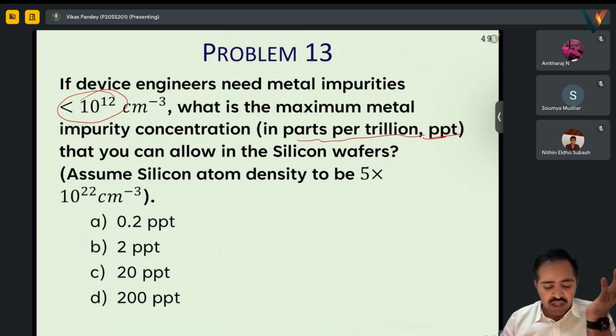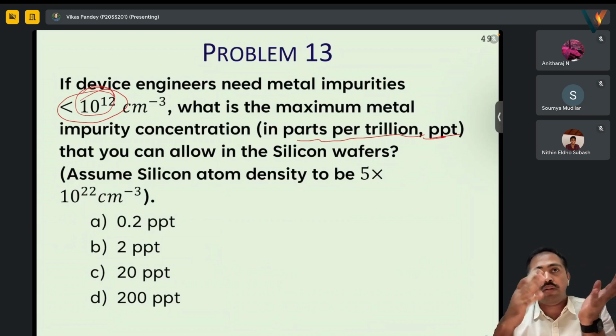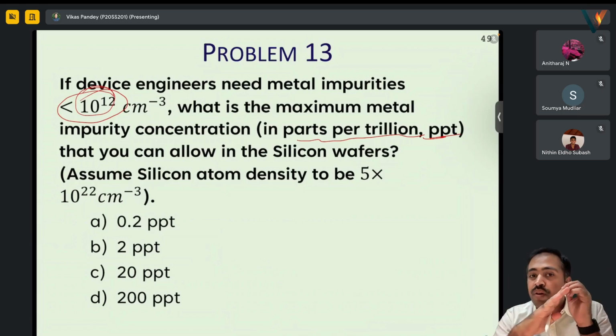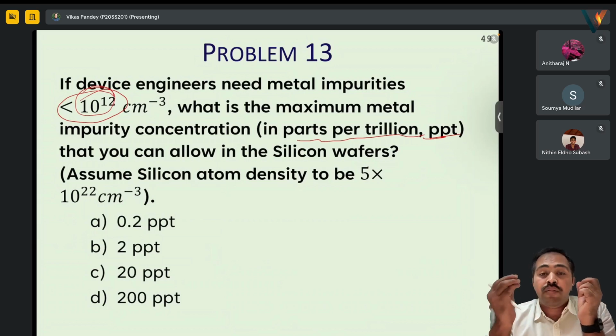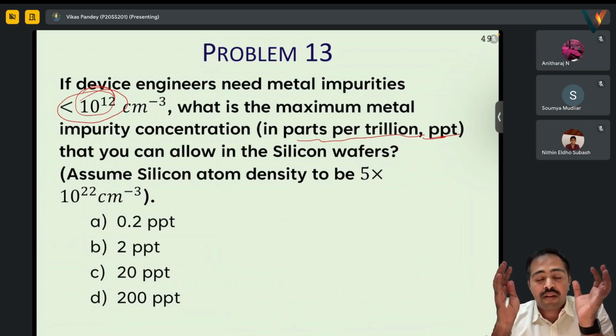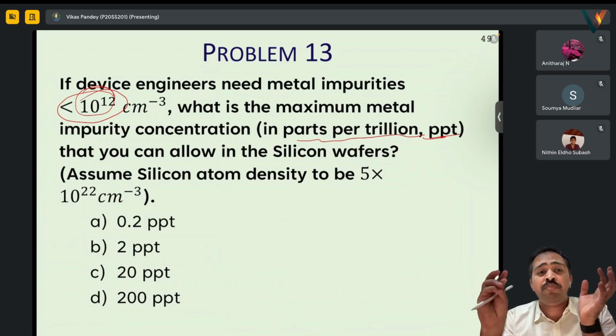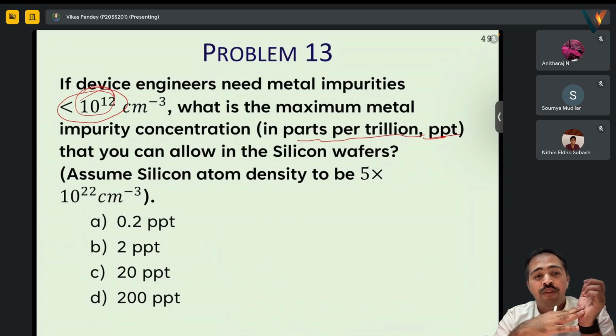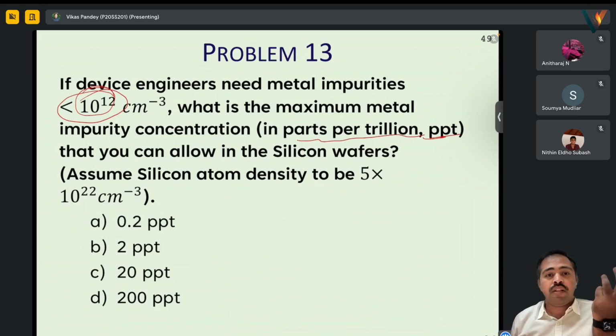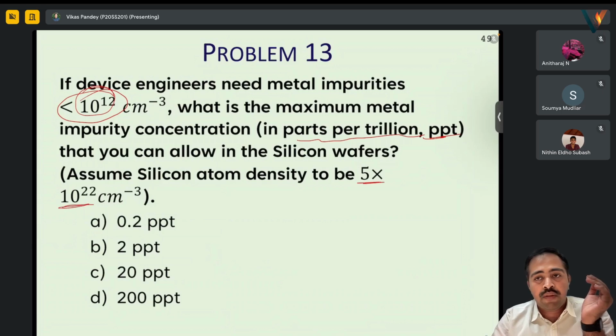This is still very large, right? 10 to the power 12 means 10 with 12 zeros. This much metal impurity, but we want less than this. Even for this high impurity, what is the maximum metal impurity concentration that we can allow? Let's assume the silicon atom density is 5 into 10 to the power 22 per centimeter cube. Would anyone like to do the calculation on this?